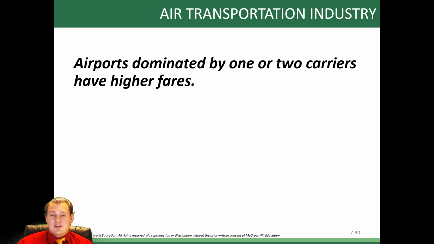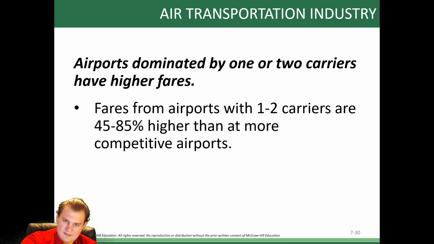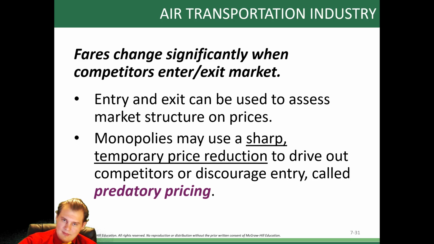Airports dominated by one or two carriers have higher fares. So it's not only the route; you could just have market power at the specific airport. Fares from airports with one or two carriers are 45 to 85% higher than at more competitive airports. So not only do you have market power over routes, you have it over the airport in general. At any airport where they have just one or two carriers, all the fares that involve that airport go up. Fares change significantly when competitors enter or exit the market. Entry and exit can be used to assess market structure and prices.